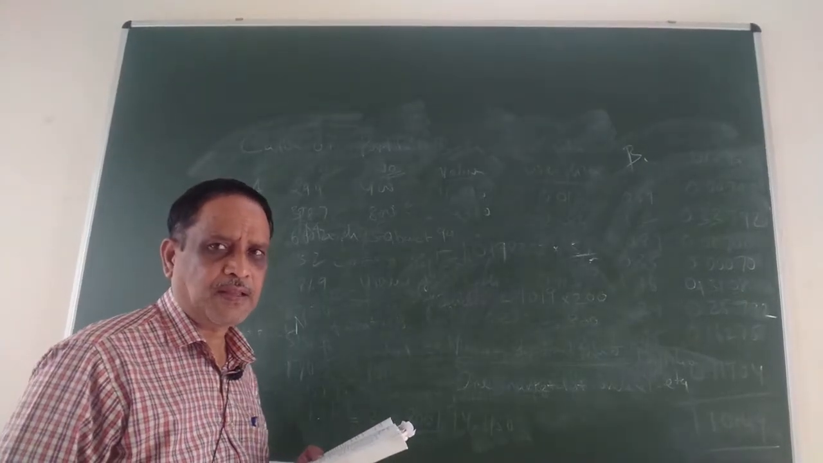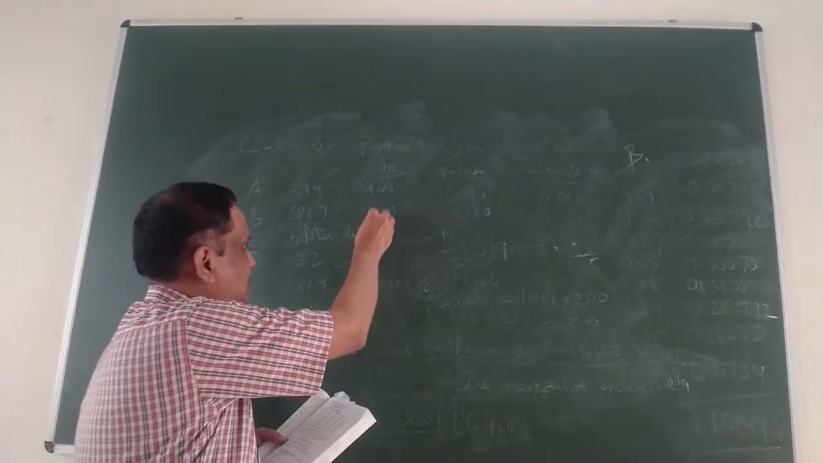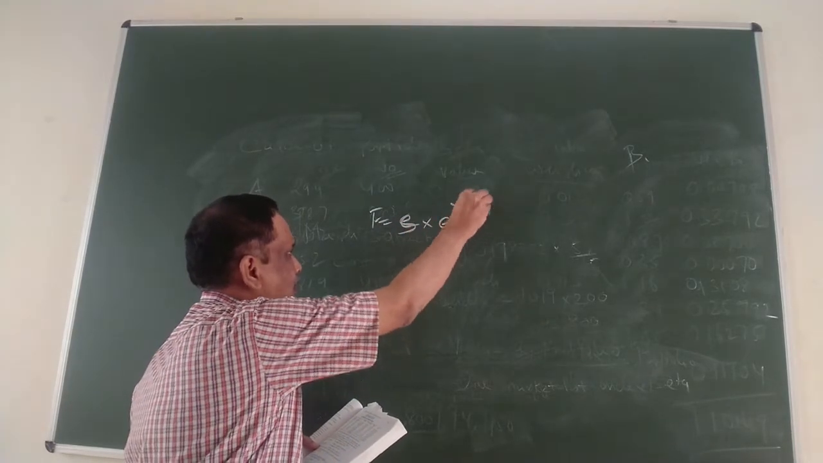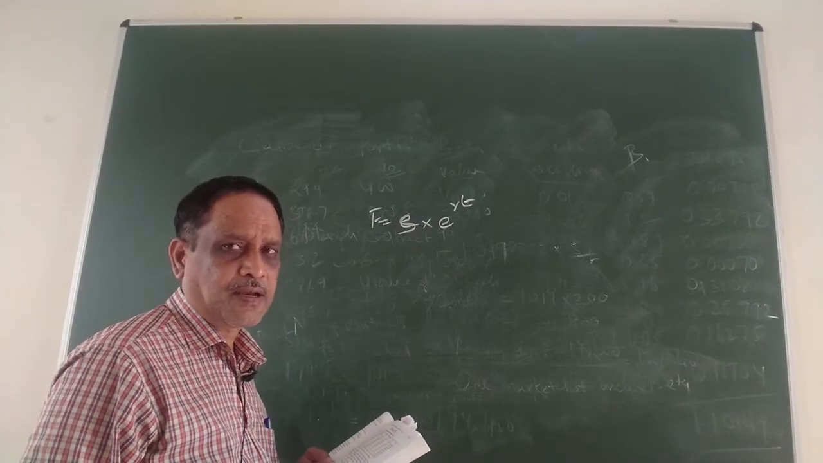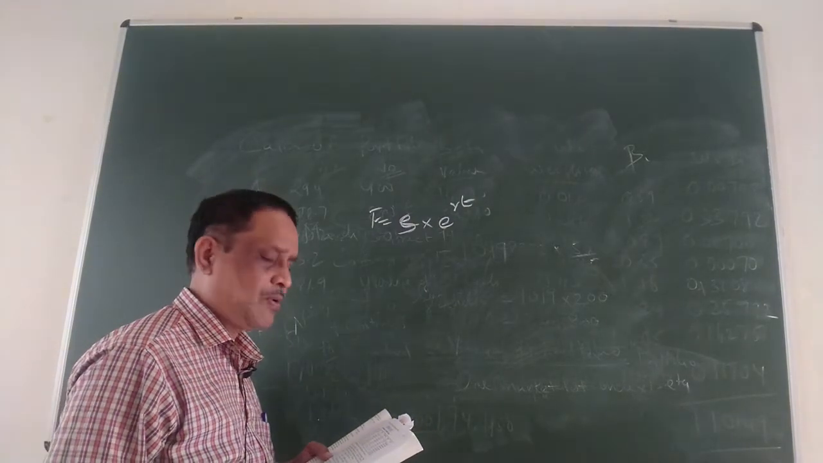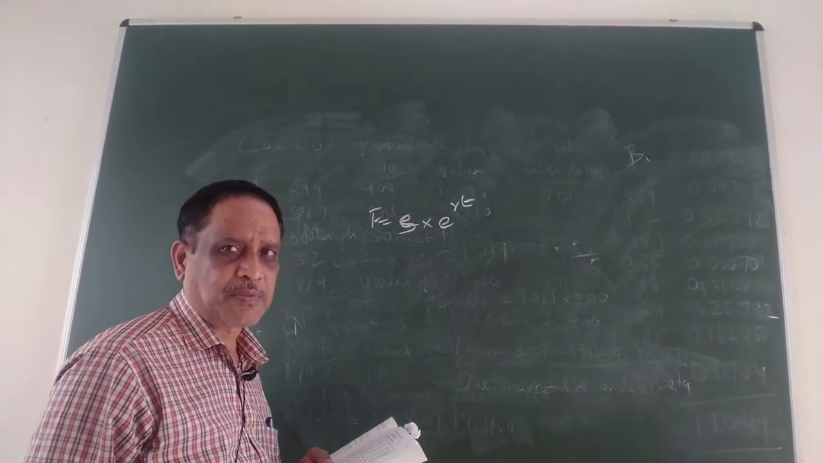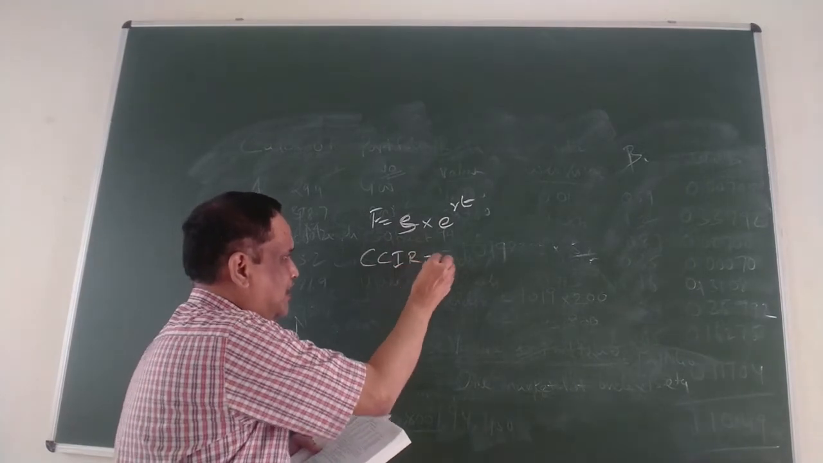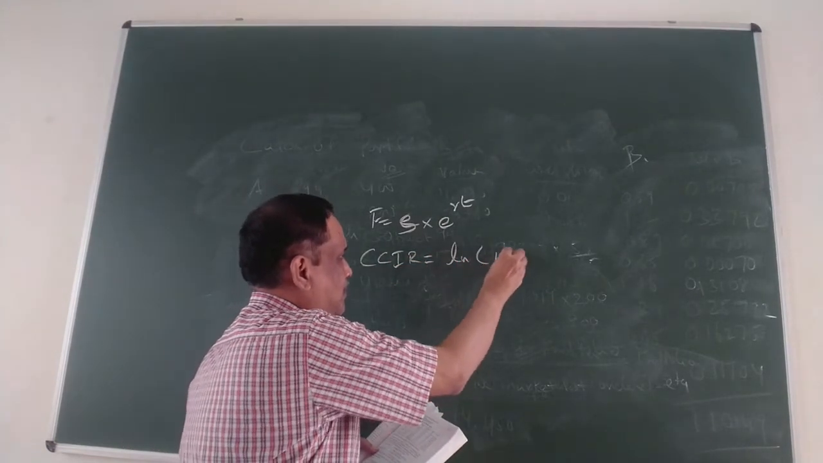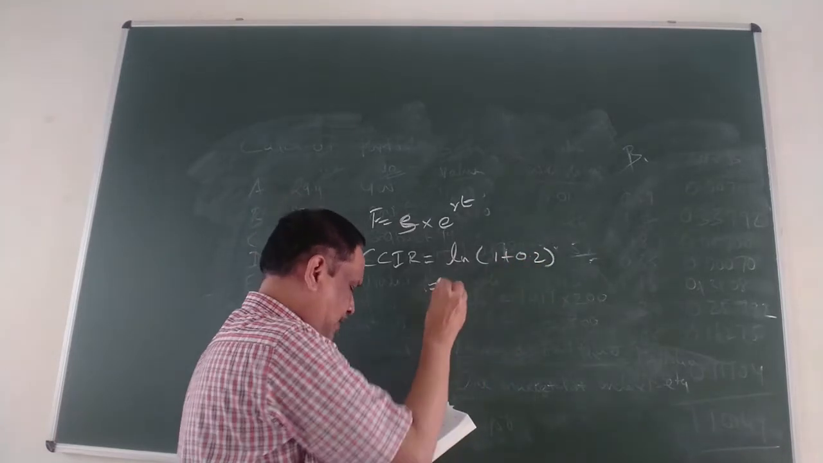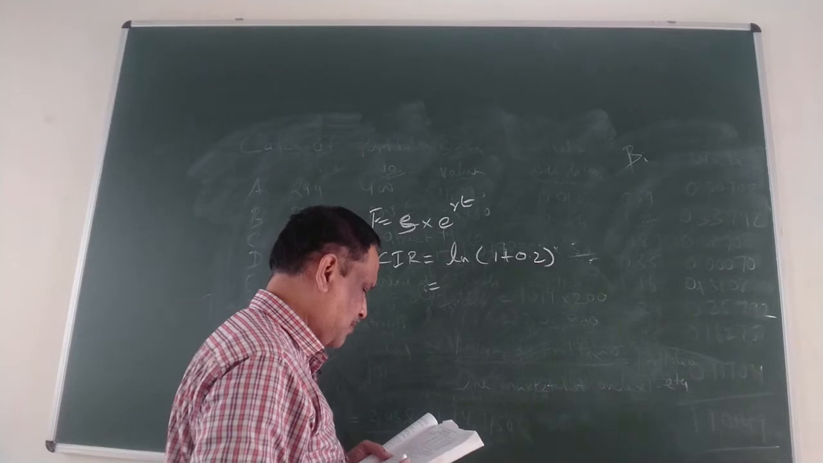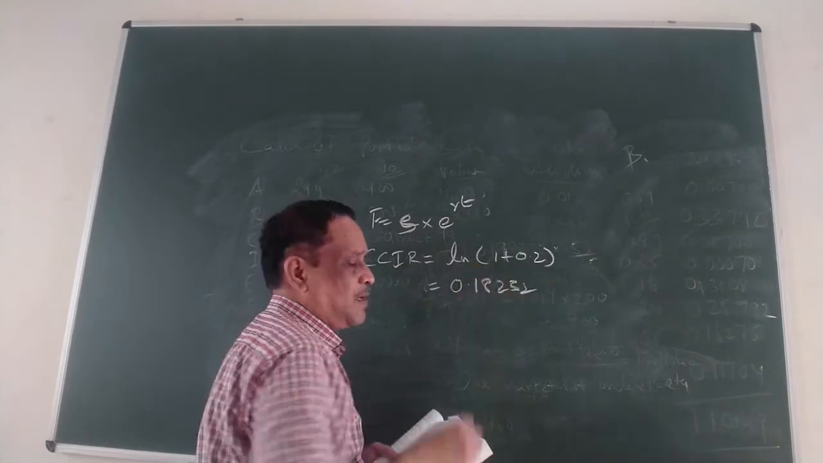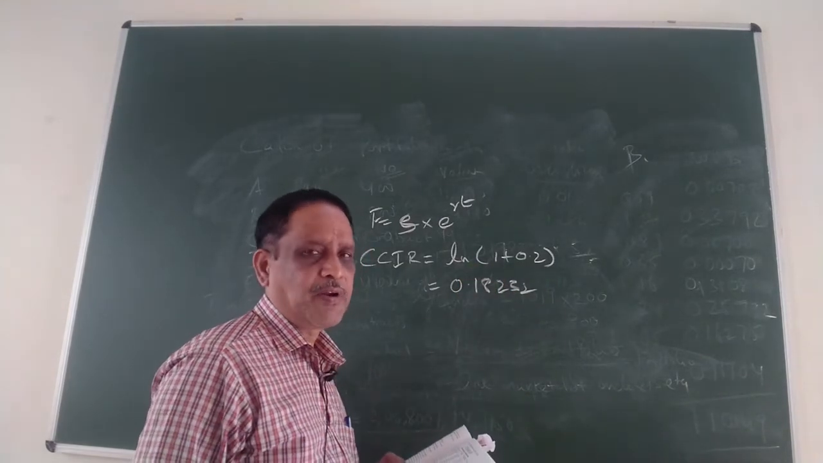We know the formula for calculating the futures value, which is F equals S into e power RT. R is the continuously compounded interest rate, which we know how to do. In this case, they have given only interest rate or cost of capital as 20%. So, we have to convert it to continuously compounded interest rate. That will be ln of 1 plus 0.2, the value would be 0.18232.